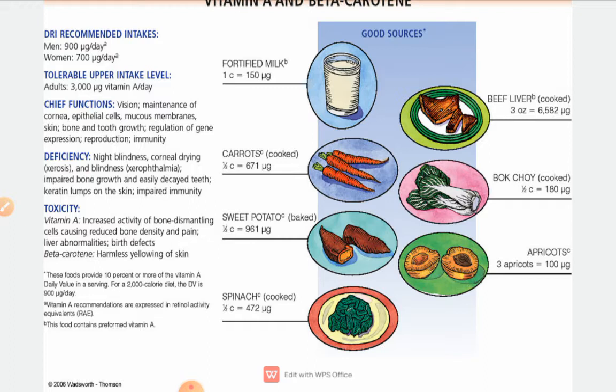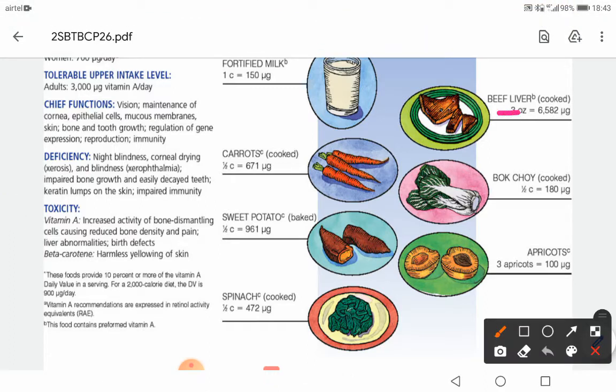Liver is a very rich source of vitamin A, from any source, it can be goat, sheep or beef liver. Everything is a very rich source of vitamin A. It is also present in apricots, sweet potatoes, carrots, milk. Spinach is a very good source of vitamin A.